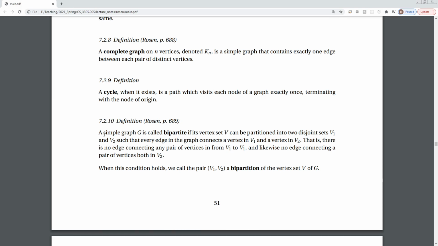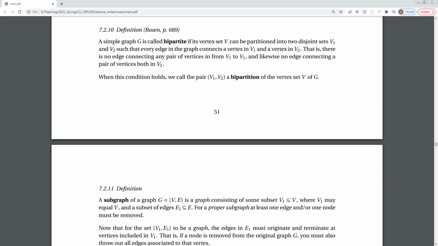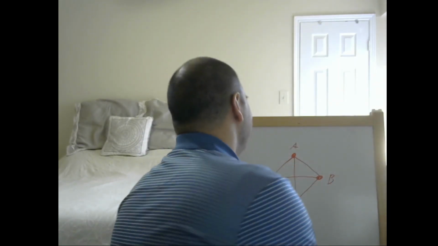Okay, so a simple graph G is called bipartite if its vertex set V can be partitioned into two disjoint sets V1 and V2, such that every edge in the graph connects a vertex in V1 and a vertex in V2. So there's no edge connecting any pair of vertices from V1 to V1. Likewise, no edge connecting any pair of vertices which are both in V2. When this condition holds, then the pair V1 and V2 are a bipartition of the vertex set V of G. Okay, so that one, probably not terribly intuitive what's going on.